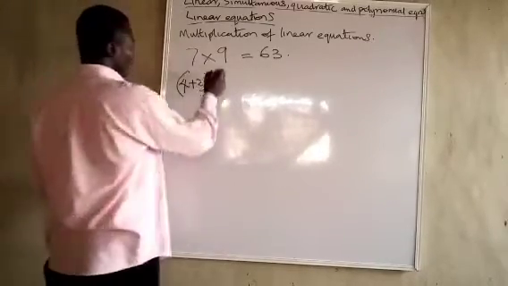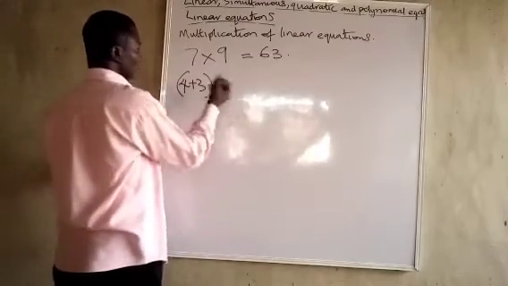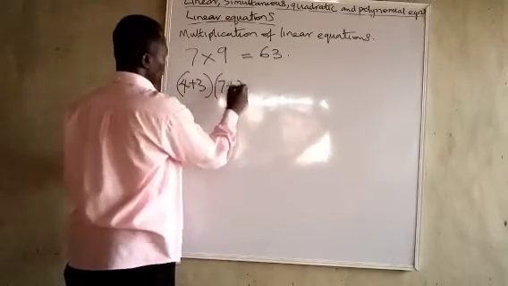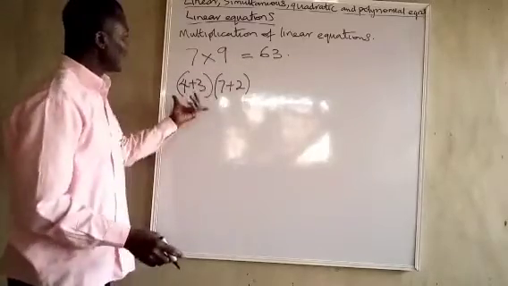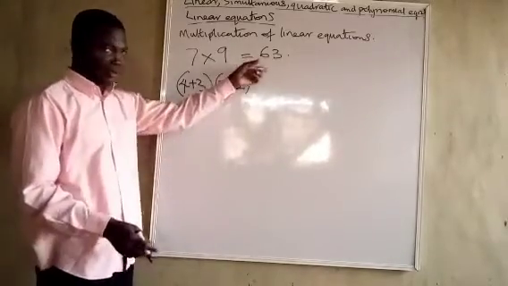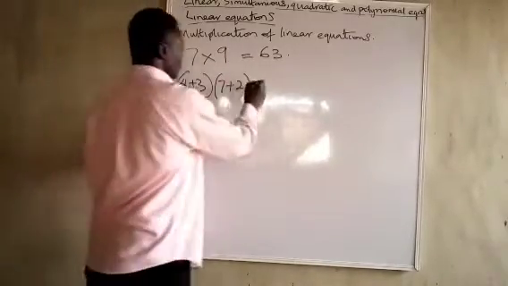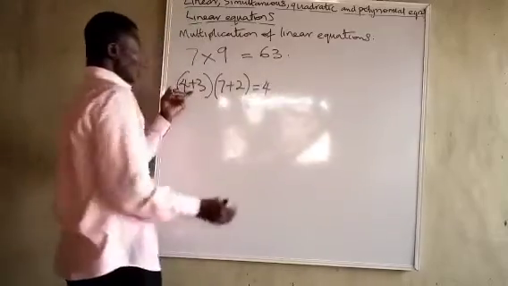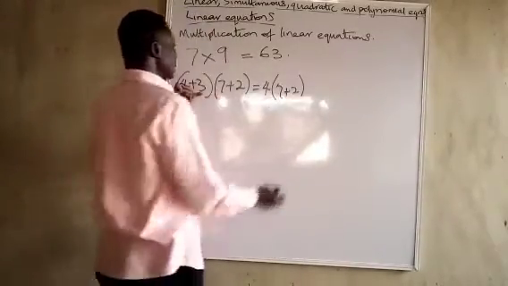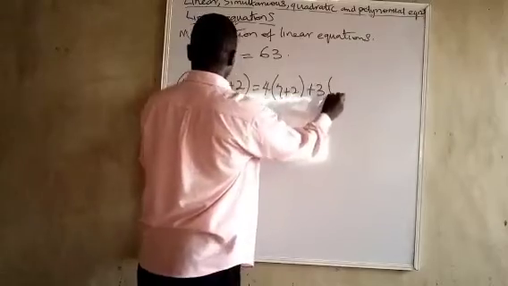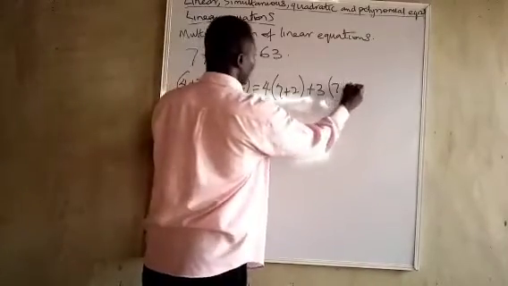And this 9, I can say 7 plus 2. You understand? At the end of the day, if I multiply these 2, it must give me 63. Now, how do I go about it? I will use this first one to multiply everything in this bracket. Then I will add it to this one and multiply it with everything in the second bracket.